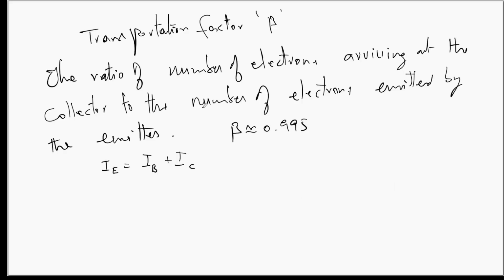We have defined a quantity known as transportation factor, represented with a beta. It is defined as the ratio of number of electrons arriving at the collector to the number of electrons emitted by the emitter. The beta is close to 0.995. So we write the emitter current as base current plus the collector current.